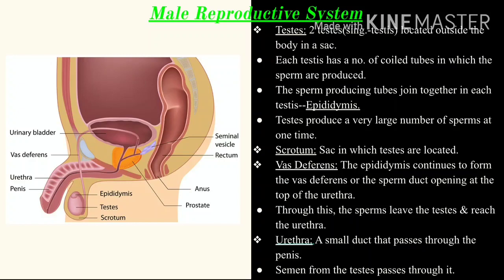Once again, the main organs which make the male reproductive parts are testis, epididymis, scrotum, vas deferens, urethra, penis. These are the main parts of the male reproductive system. So these parts you have to study properly.